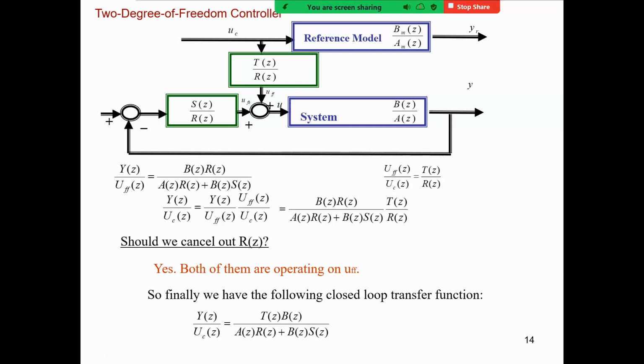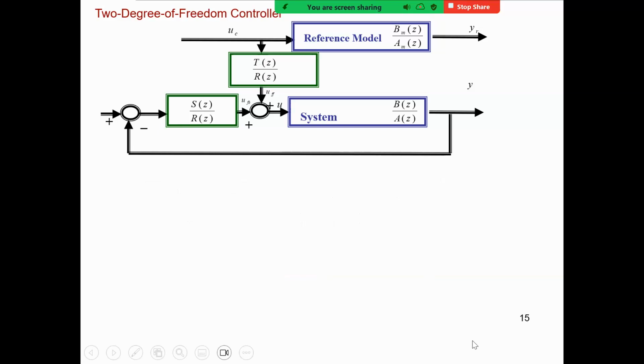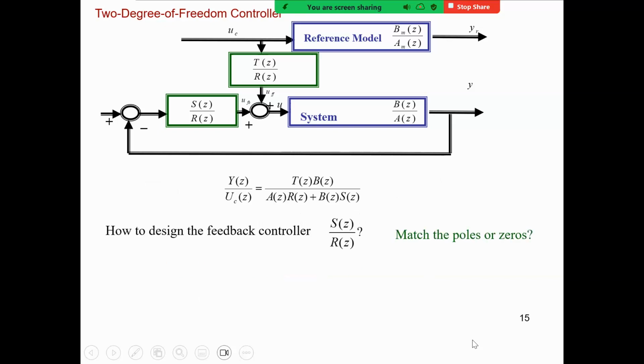Now you can say the whole procedure is quite simple. You only need to design 3 polynomials. This S over R and also this T over R, but R is given. They have the same R. Let's see how we're going to design those 3 polynomials. We know that S over R is for the feedback controller. T over R is for the feed-forward controller.